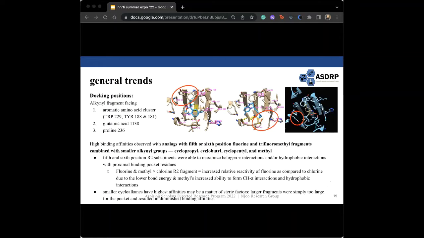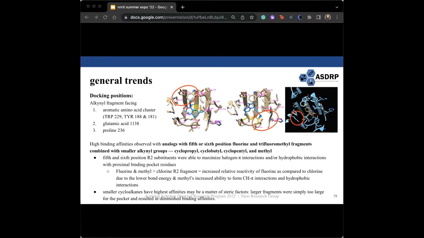So from analyzing our docking, we drew a handful of conclusions. First is that our ligand mainly docked in 1 of 3 positions in the binding pocket, with the acyl fragment facing the aromatic amino acid cluster, glutamic acid 138, and proline 236. And also we saw that high binding affinities were observed with analogs with 5th or 6th position fluorine and trifluoro fragments, combined with smaller acyl groups, specifically cyclopropyl, cyclobutyl, cyclopentyl, methyl.